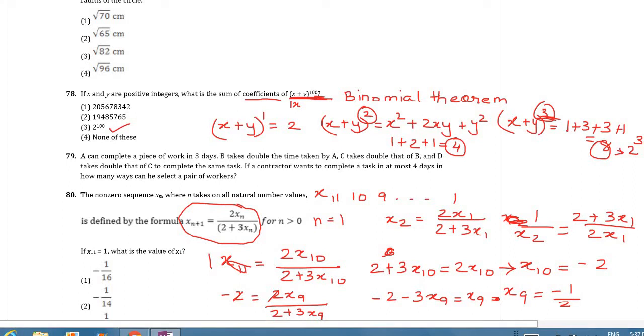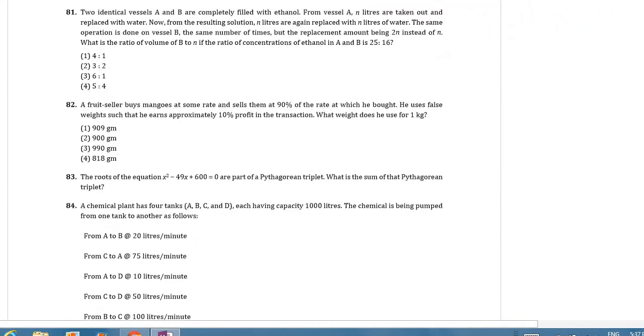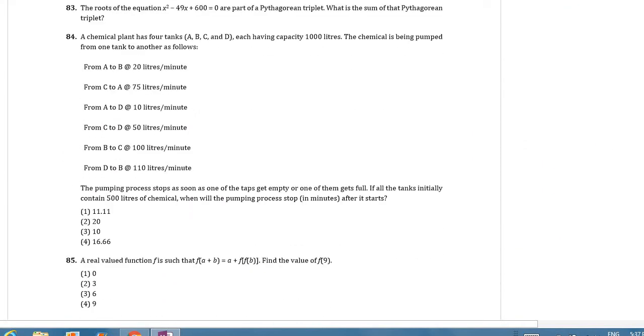The same logic also applies to question 85. I won't solve it, but if you look at it, that's the same logic. Because I have f(a+b) equal to a + f(b), I won't be able to find f(9) directly. So the best way to solve this is by substituting. How do you substitute? You take a as 0 because you want to find f(9). Now I don't know any other value, f(1), f(2), nothing is known.